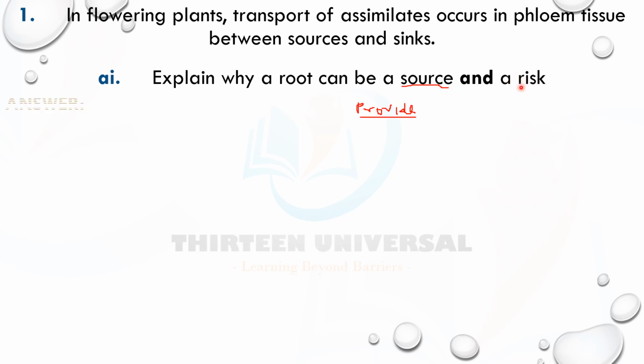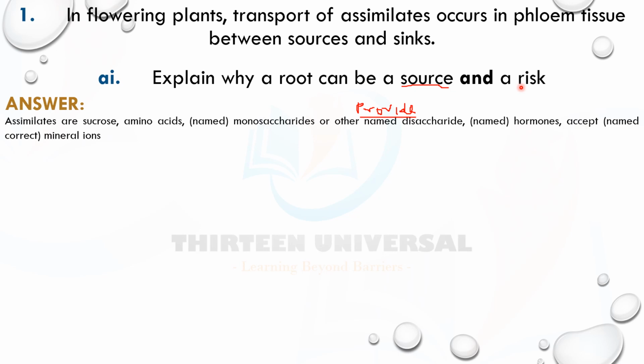So let's look at what the mark scheme says. It says assimilates such as sucrose. These are examples of assimilates, things that are manufactured: amino acids, monosaccharides, other names, disaccharides, hormones. I say you should mention them. If you mention them, that is 1 mark. Of course, how many marks is this question? It wasn't shown, but this is a 2 mark question.